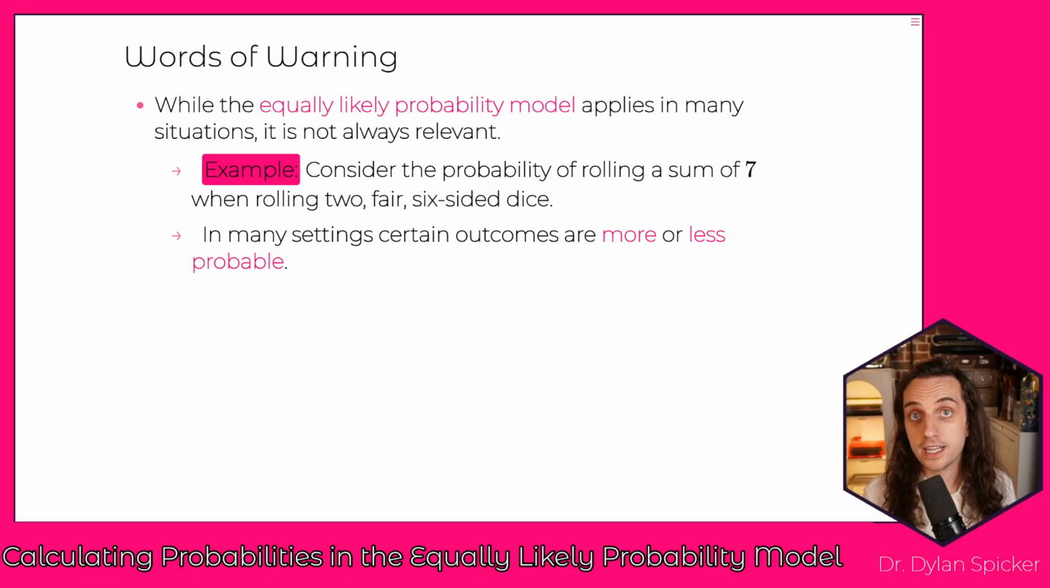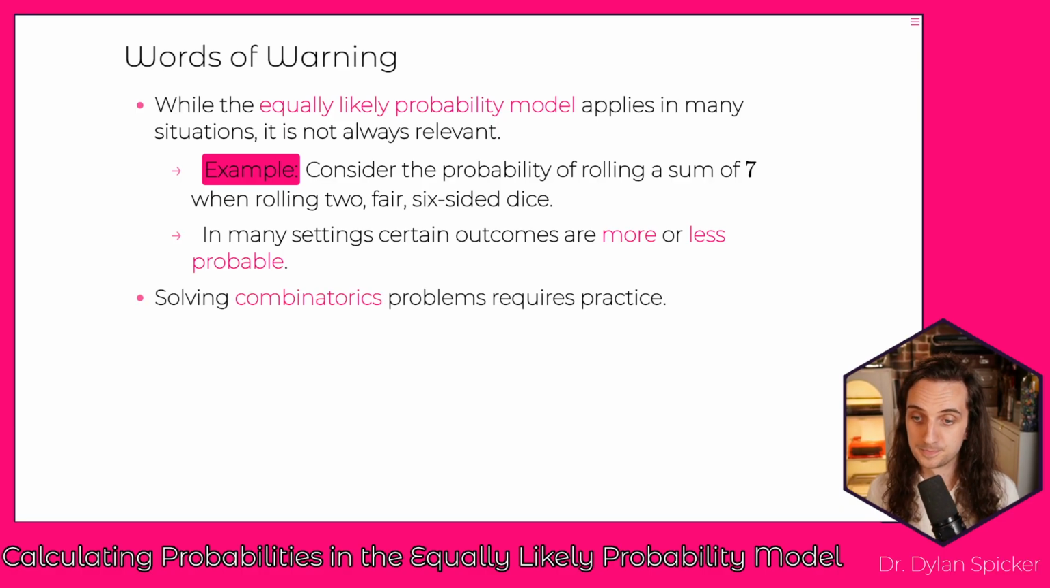So in many settings, certain outcomes might be more or less probable. And if you're in a case where there's more or less probability assigned to certain outcomes, then we can't just rely on combinatorics to give us our probabilities. It's no longer the case that you can count up the number of ways the event happens, the total number of things that can happen, and divide those two things. If everything's equally likely, that's exactly what we do. If things aren't equally likely, then we have to use other techniques.